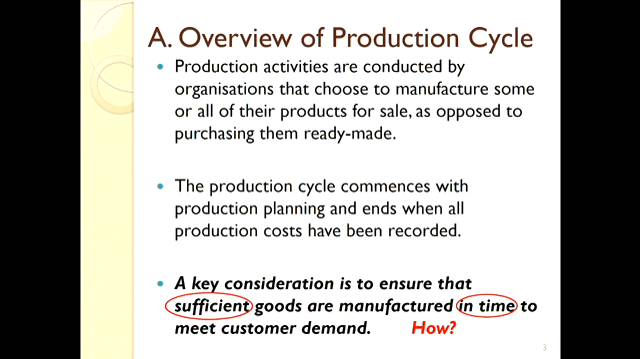But another key consideration along the production cycle is, as a company, right, especially a manufacturing company, we need to ensure that sufficient goods are manufactured in time to meet customer demand. And I think this is especially very important in these days' competitive environment, right? So everyone now has the technology. Right? Most of the companies are very good at the technology, they can make very similar products. Then the next level of competition will be on this, right? Who can make our customers more happy, right? So more satisfied.